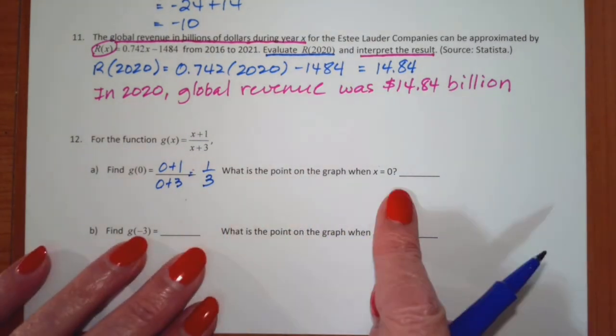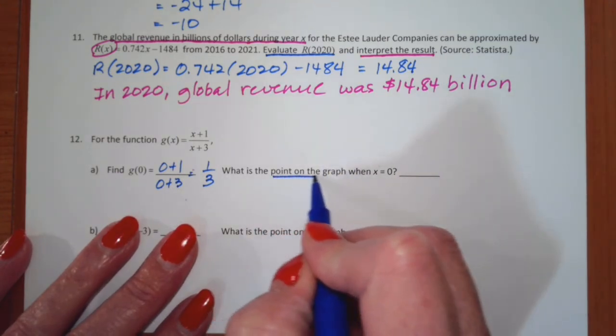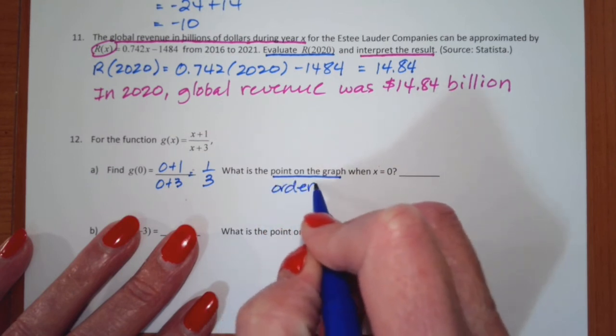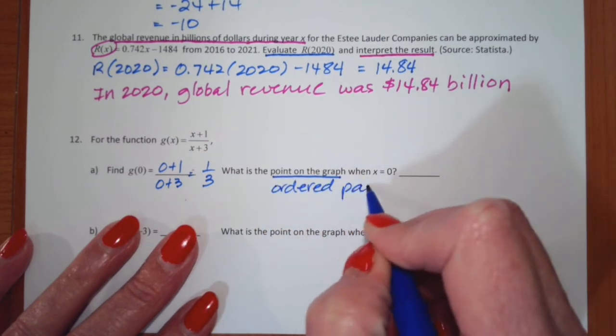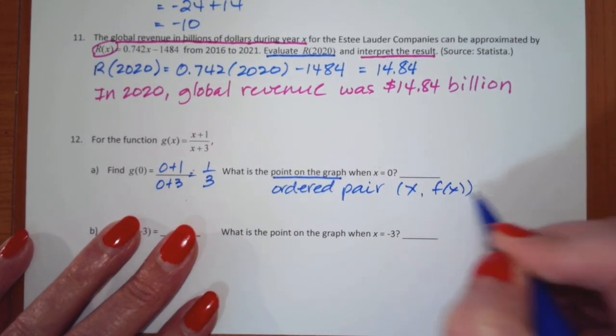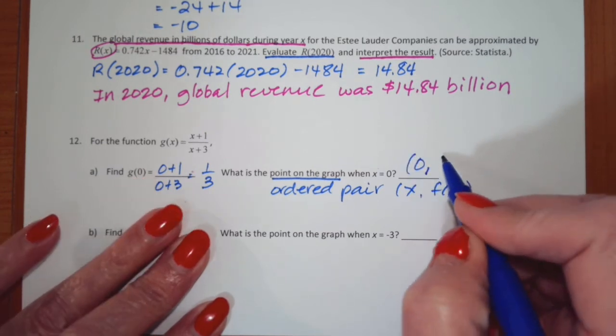Now notice I'm asking this question a little bit differently. The point on the graph is the ordered pair x, f of x, or x, y. So if my input is 0, my output is 1/3.